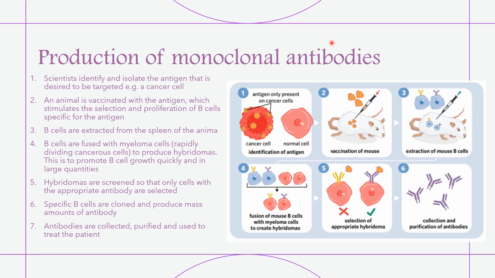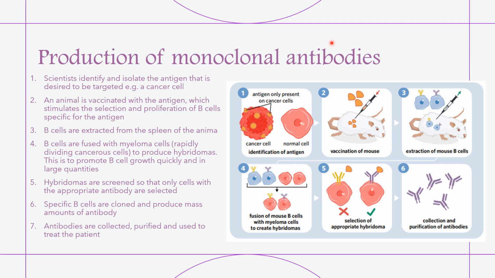Because we're trying to produce antibodies, and we know that it's the humoral B cell immunity that creates those antibodies, we're going to be quite specific in targeting B cells. So we're going to extract those B cells that have been selected, expanded and differentiated, and we're going to take them from the spleen of the animal. Why the spleen? Because that's a secondary lymphoid organ and that's where our lymphocytes normally reside. So we're going to take them from the spleen.